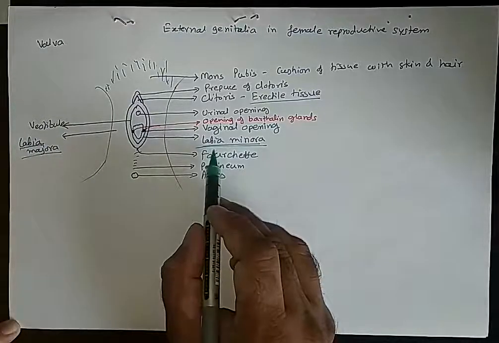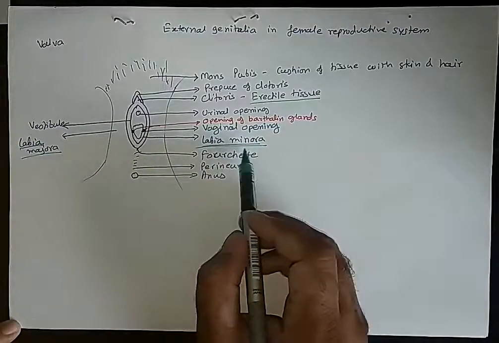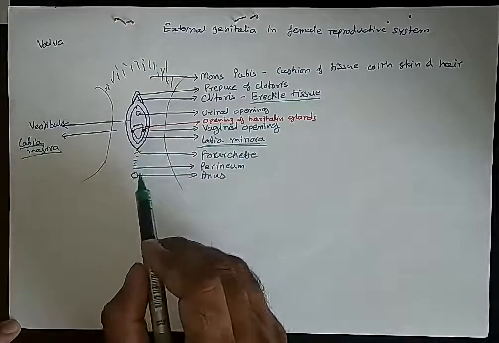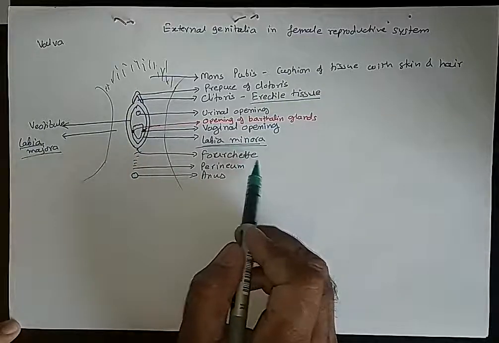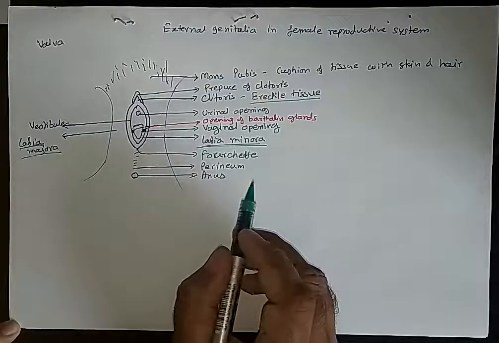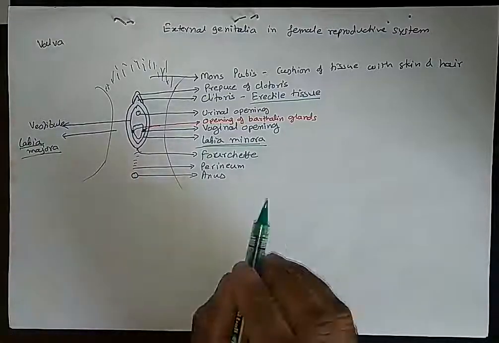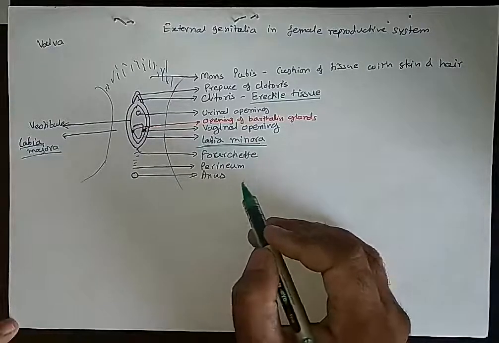Now the region between the labia minora is called vestibule. The labia minora fuse at the posterior region, and that region is called the fourchette, and the region between the fourchette and anus is called the perineum. Now we will see what are the organs which are equivalent to the male penis.